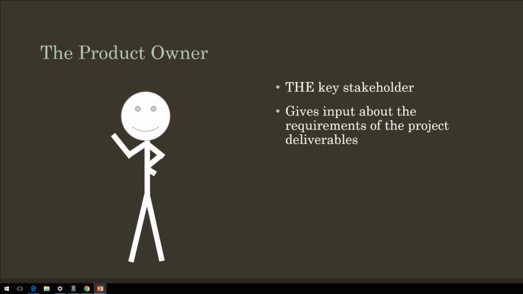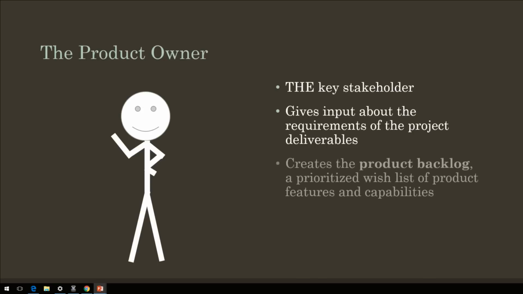And so the main role of the product owner is to give input on the requirements of the project's deliverables. So whatever feature sets the customer wants are going to be communicated by the product owner. This is done through what's called a product backlog. This is a prioritized list, like a wish list, of things that the customer wants out of the final product.